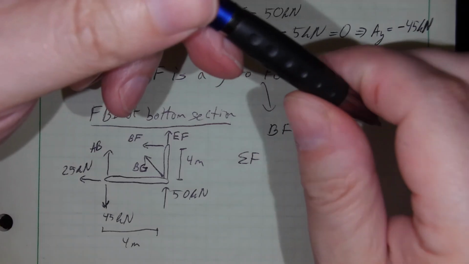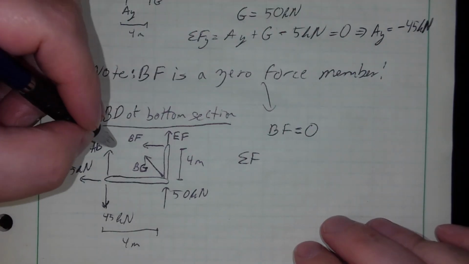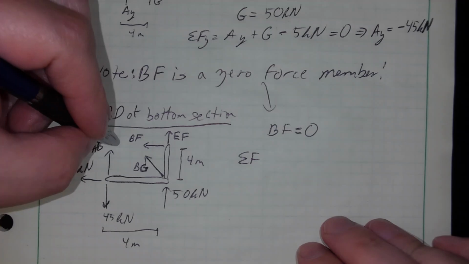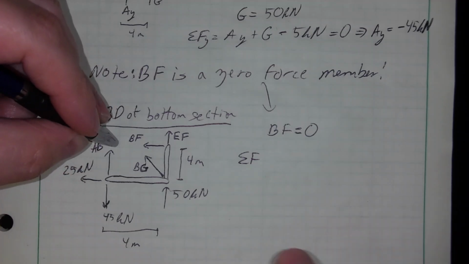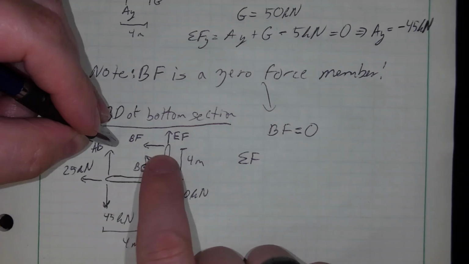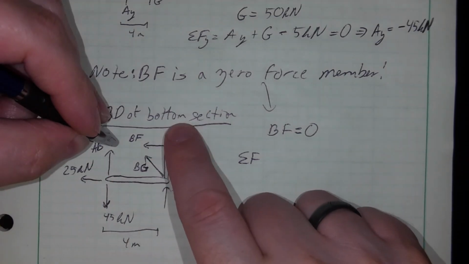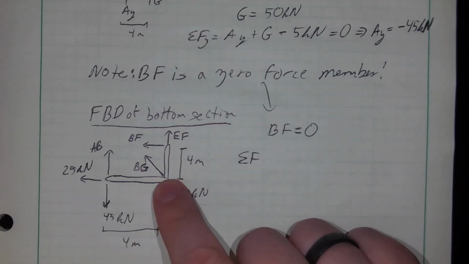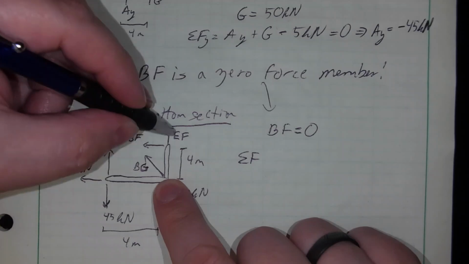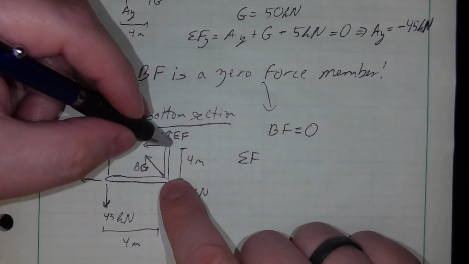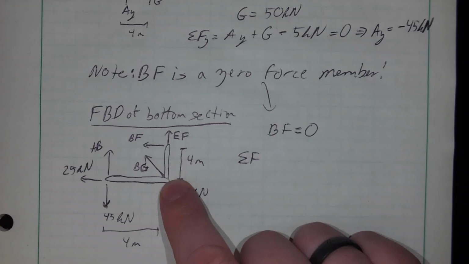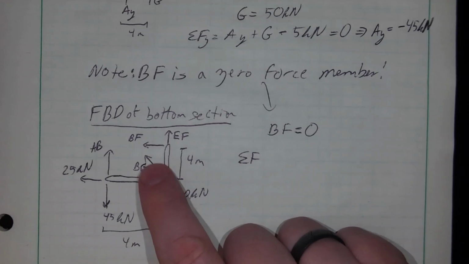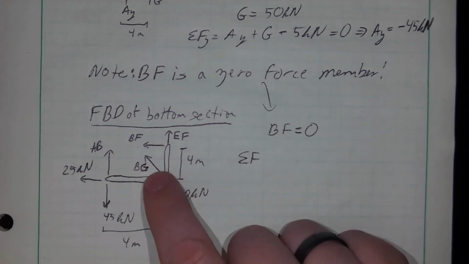Interesting here. I could take sum of moments about B. It's off the diagram, but I could take sum of moments about B, and this will not cause a moment about B. Only EF will cause a moment about B. I could take moments about G, because these 2 pass through G, so they cause no moment. Only AB would show up in that equation. I might do those. But notice since BF is 0, BG is the only unknown in the x direction.